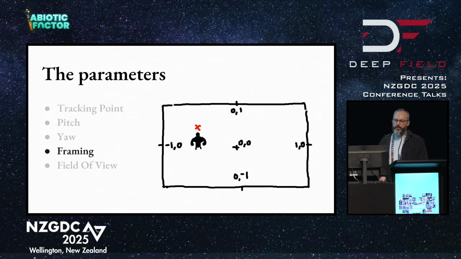So what we're going to do is handle this with a variable, a Vector2 called framing. Basically, we're going to consider the center of the screen as being 0, 0, with the top of the screen being +1 on the y-axis, and the left of the screen being -1 on the x-axis.